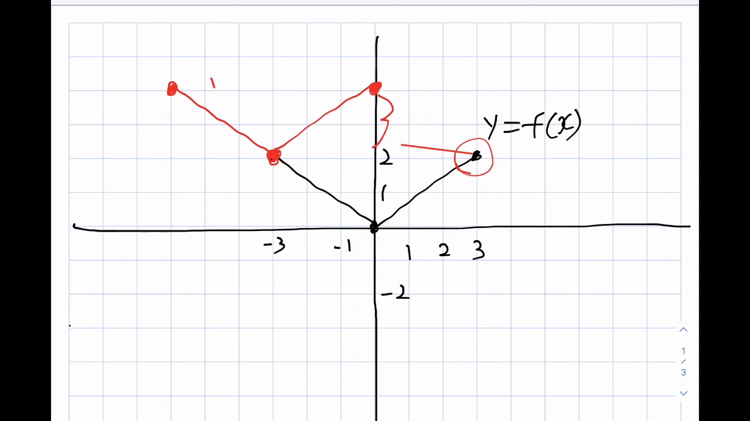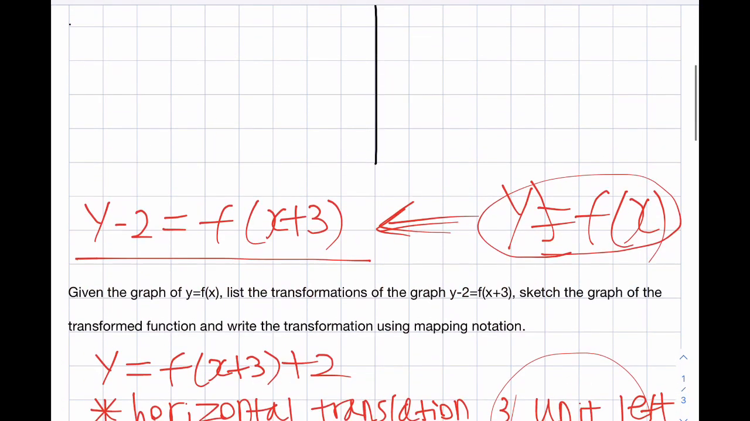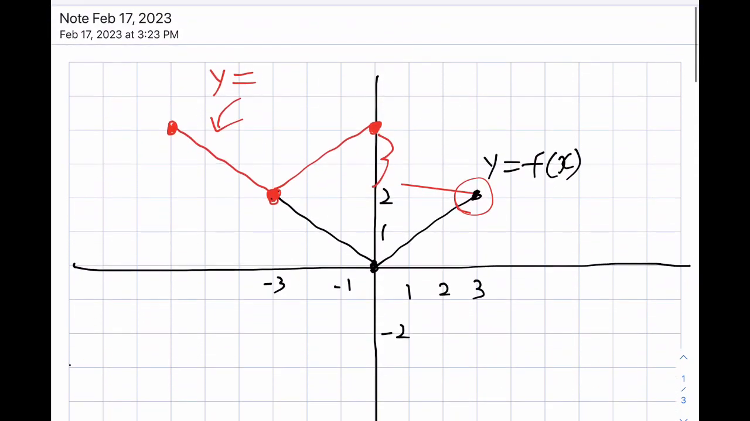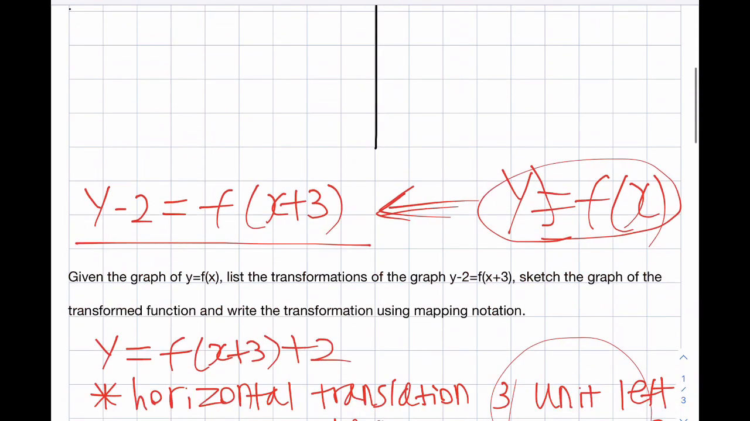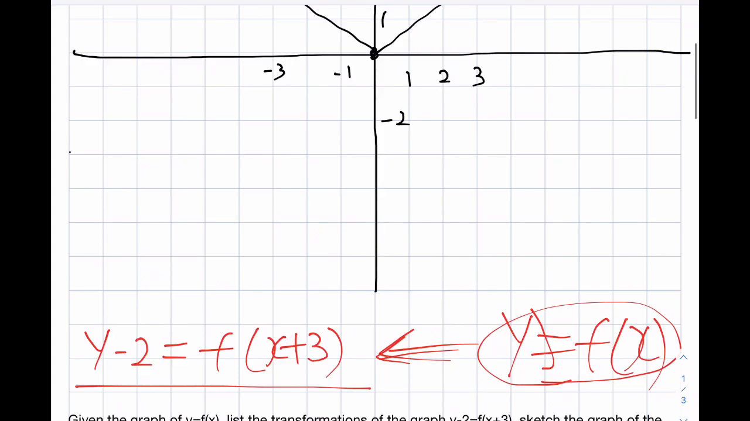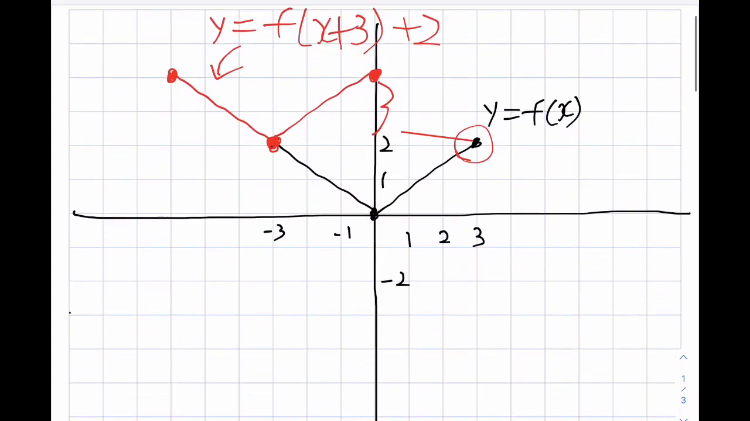Now this function right here will be our transformed function of y equals f of x plus 3 plus 2. Now we have graphed this here, so that's good.